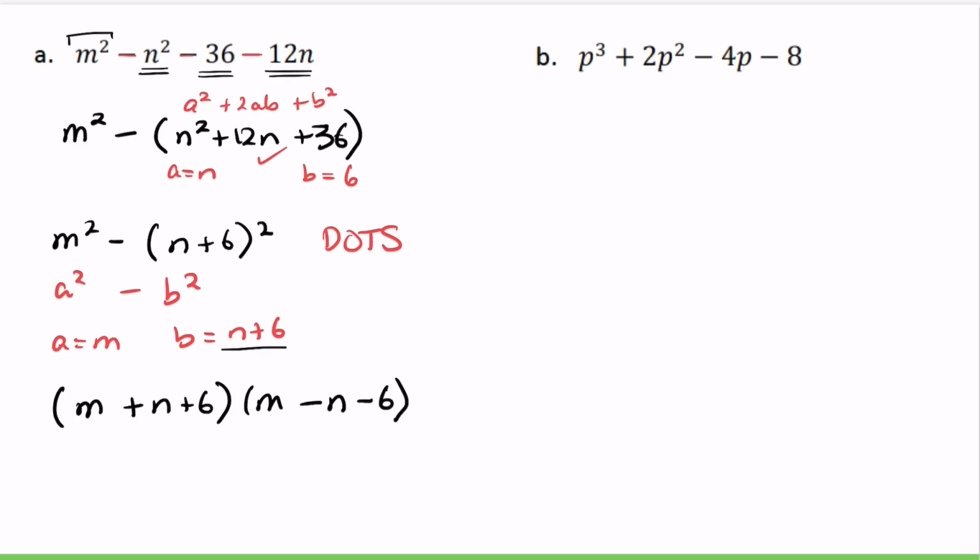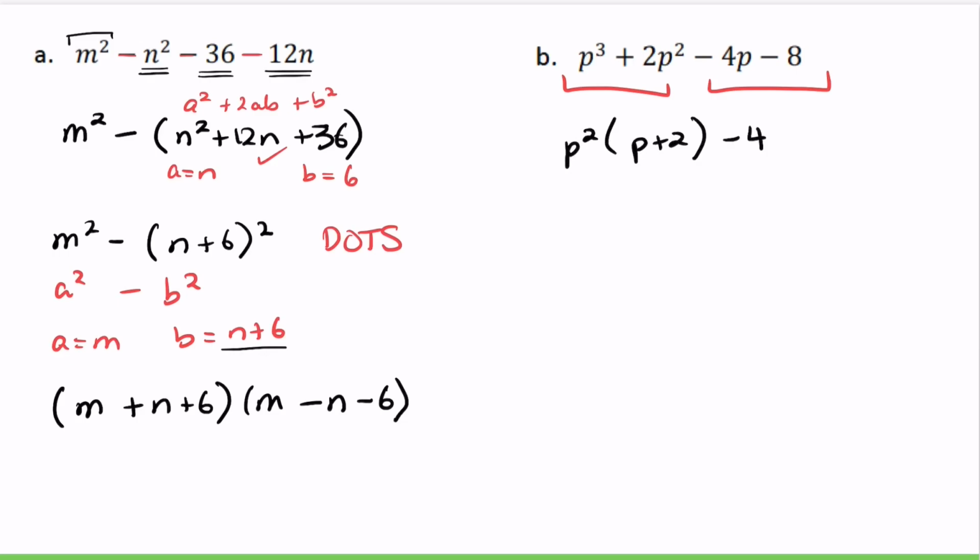The next part, if you want, you can try out the perfect cube formula and you'll notice that it doesn't quite work. So this is going to require some different technique. Another technique that we can use when there are 4 terms is factorizing by grouping. So what I can do is take 2 terms at a time and take out the appropriate factor. So in this case, I can take out p squared. So that'll be p plus 2 left over.